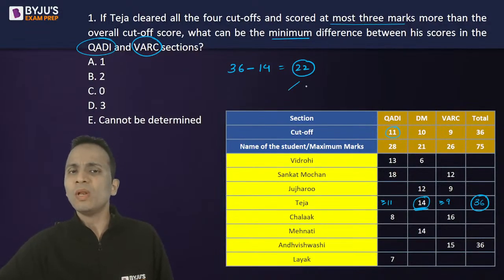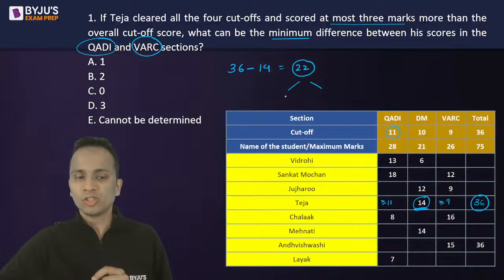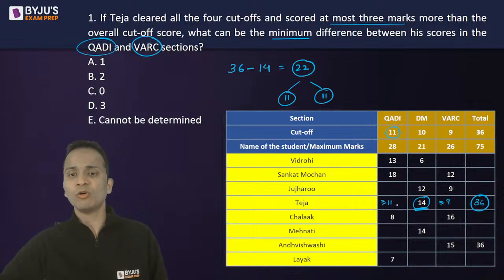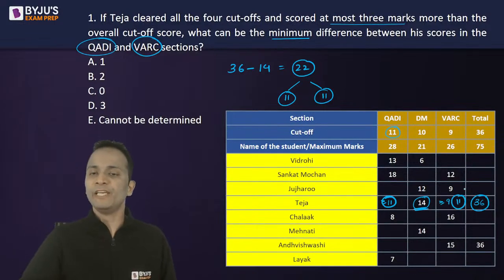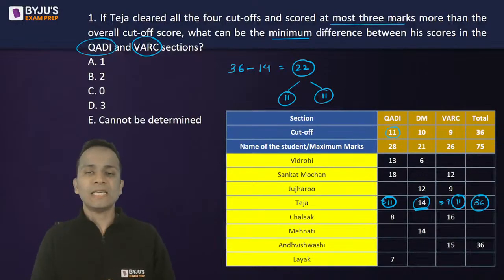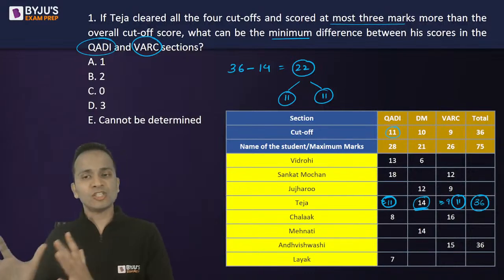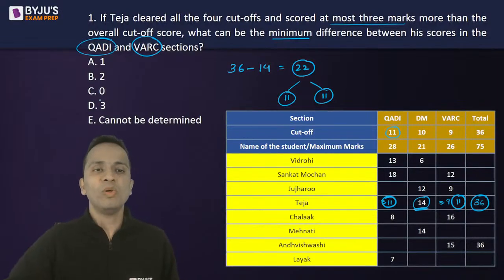Now, can he score equal marks in both these sections? The sum of these two sections is 22. So, can he score 11 and 11 in each of these sections? Let's have a look. In QADI, he has to score a minimum of 11. So, yes, he can score 11. In VARC, he has to score greater than or equal to 9. So, yes, he can score 11 in VARC. So if I keep his scores 11 and 11 in both these sections, his sum will be 36. Yes, he can score 36 as the total. And if these two values are equal, then the difference between them will be equal to 0.